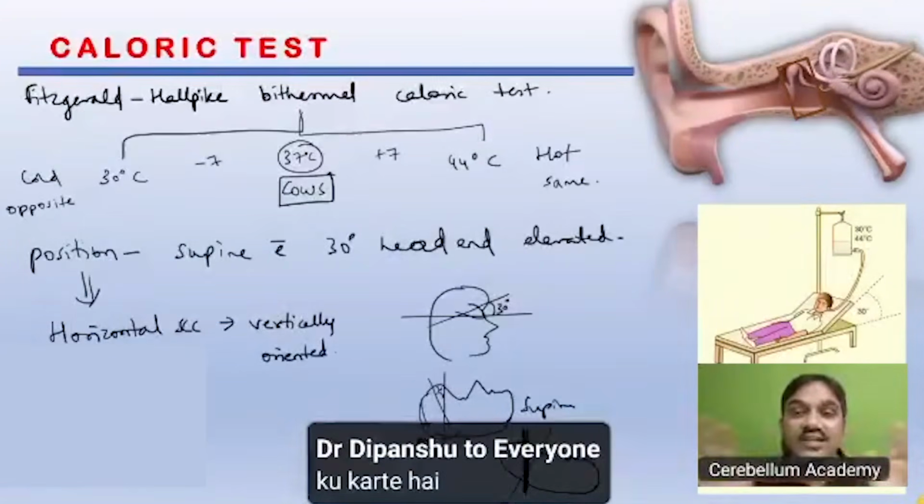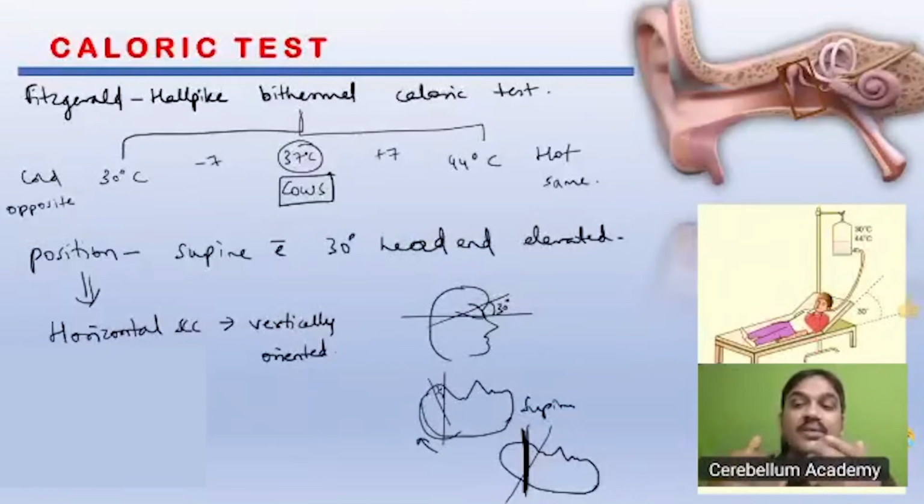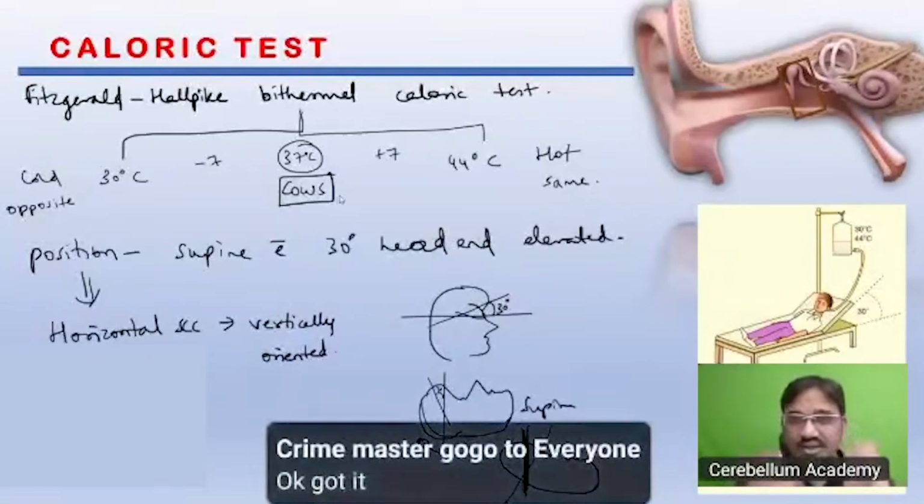If I am not getting this normal response, if I am getting an abnormal response, a different way of response, there is some pathology inside. Understood? Clear?